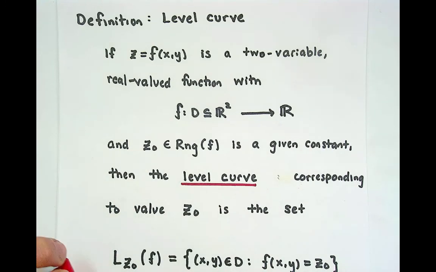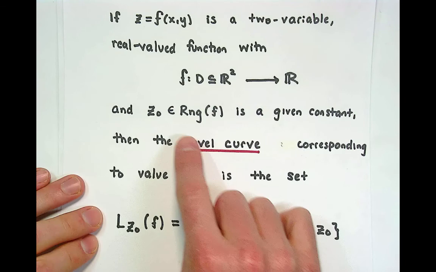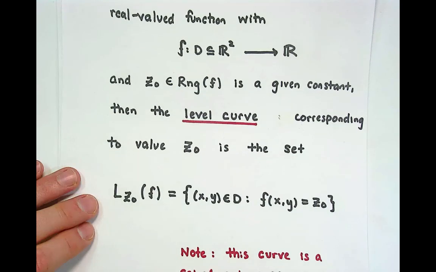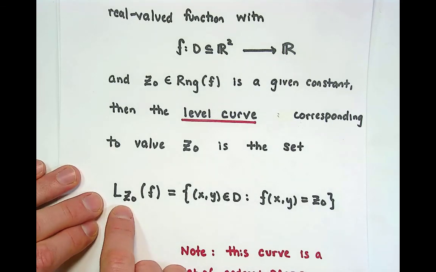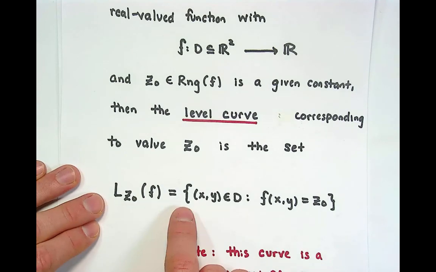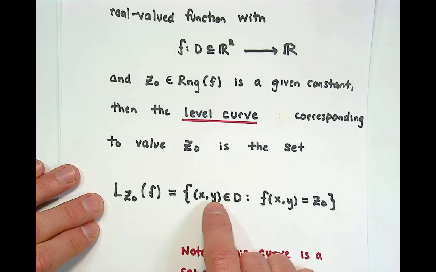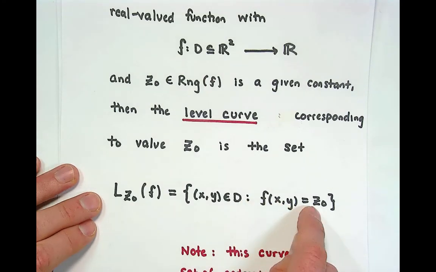This is very, very similar to contour curves. The main difference is that the level curve corresponding to the constant value z0 is the set L of z0 of f, or L associated with z0 of f, is the set of all inputs (x, y) in the domain such that when you evaluate f at these inputs (x, y), you get z0.